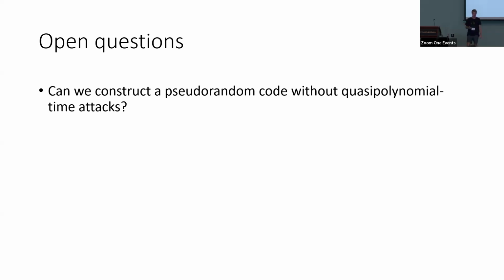So the first one is, can we construct a PRC that doesn't have quasi-polynomial time attacks on the pseudorandomness? Because of the fact that we use these log-n sparse parities that I showed you in the scheme earlier, there exists a quasi-polynomial time attack that will distinguish PRC code words from random. So I think it's a really interesting question of whether you can get one with exponential security.